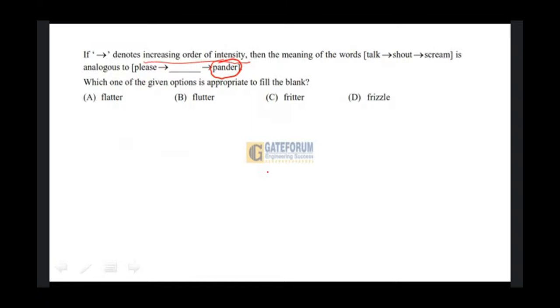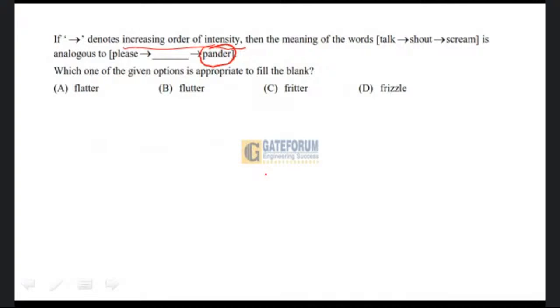I mean, suppose I desire to do something that is not good, and if somebody indulges me and allows me, helps me to fulfill that desire, it is known as pandering. Pandering is the extreme form. So now which one will be the medium one?